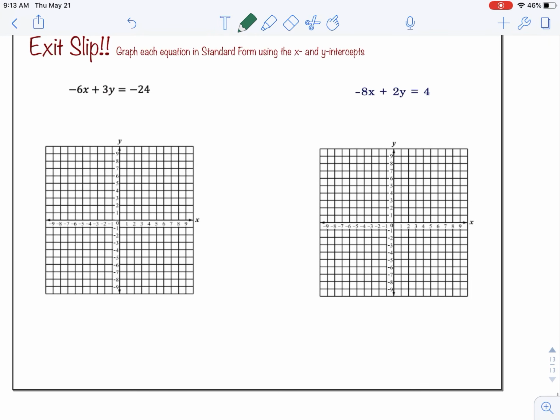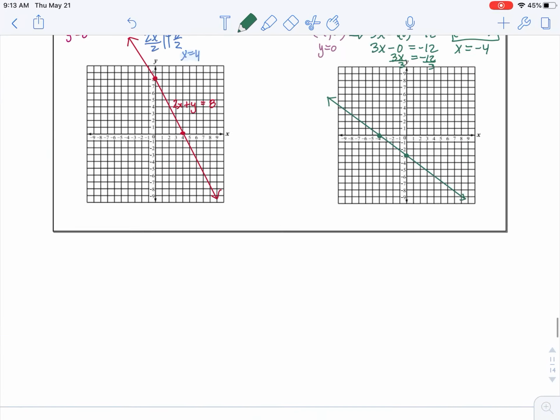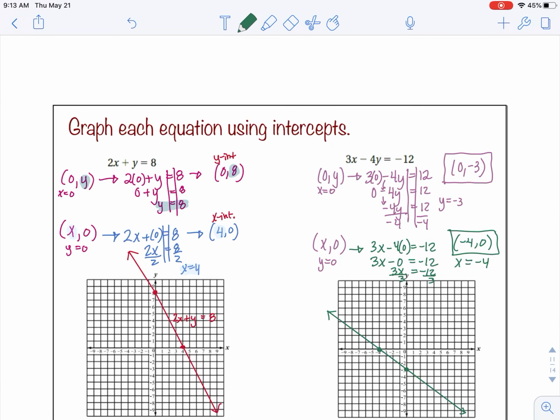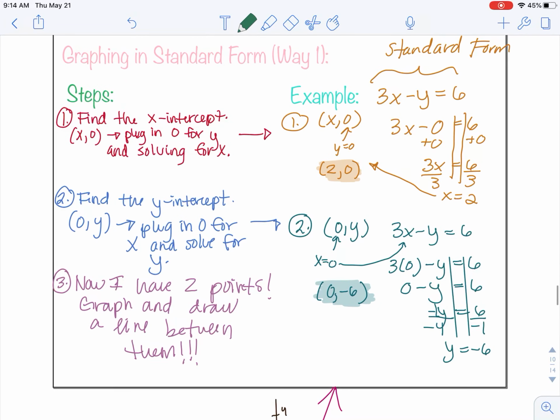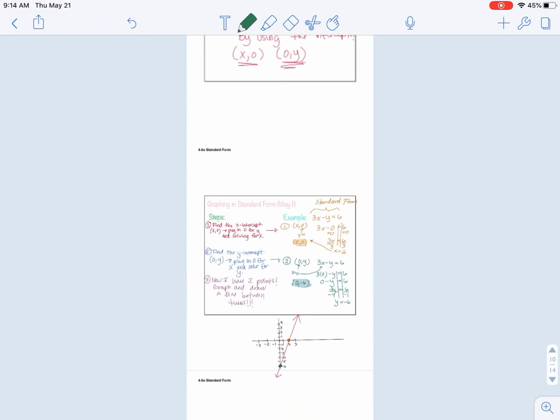Last but not least, here's your exit slip, ladies and gentlemen. This is what you will need to turn in. You are going to need to graph each equation in standard form using the x and y intercepts. Remember, the x-intercept is (x, 0). The y-intercept is (0, y). So you're just looking for those two points. If you need help, go back and rewatch this video. Rewatch me doing it here and do it side by side with me, but with the numbers from the exit slip. Or go back and do it from here with the steps. Read these steps to go through and do it.